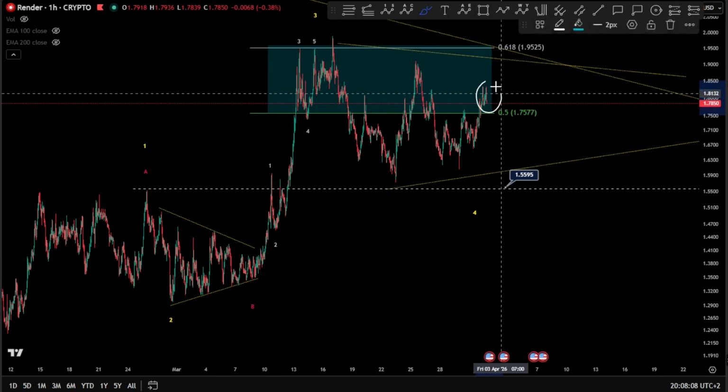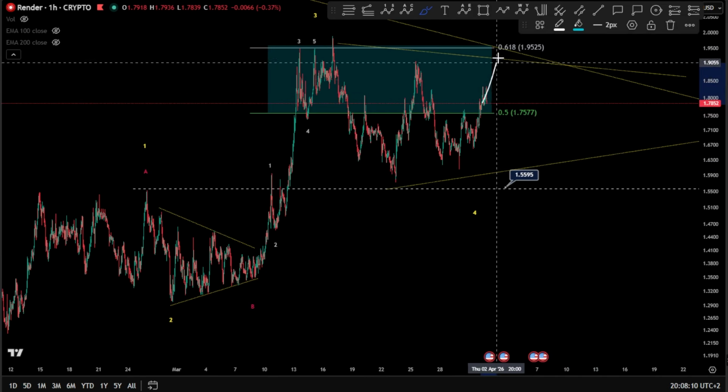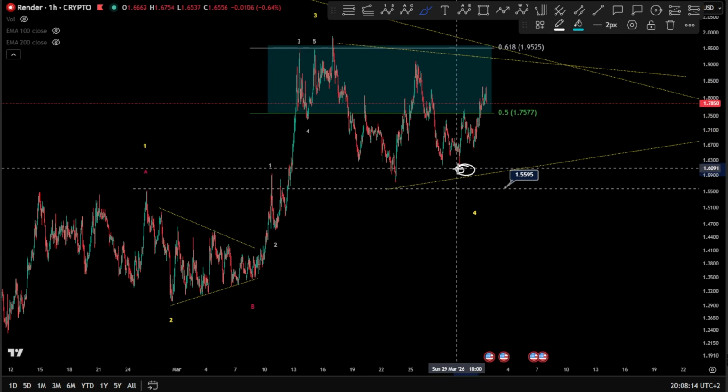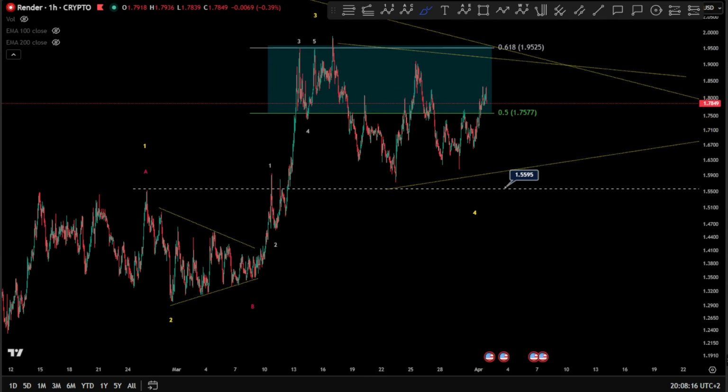We'll see what's gonna happen. Basically, I'm not convinced that we're pushing for higher. Definitely, I'm looking for lower, but without taking this low. If we take this low, we gotta be careful, guys. Okay, that was it for Render.